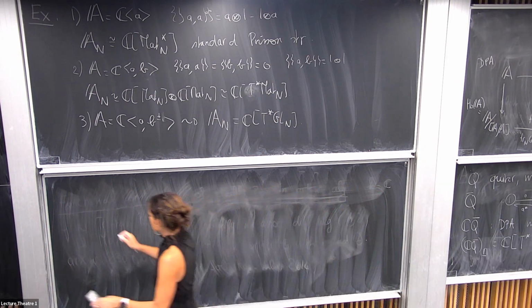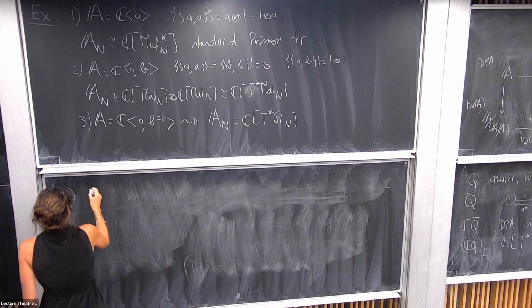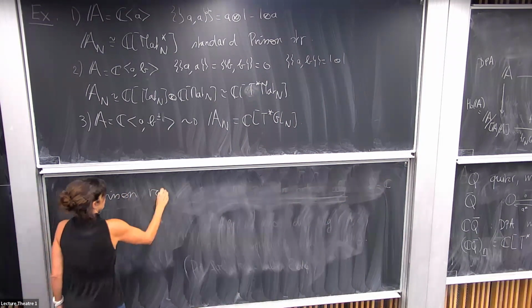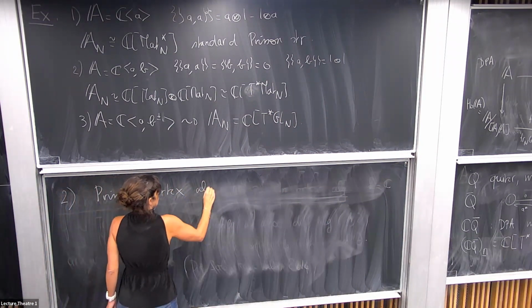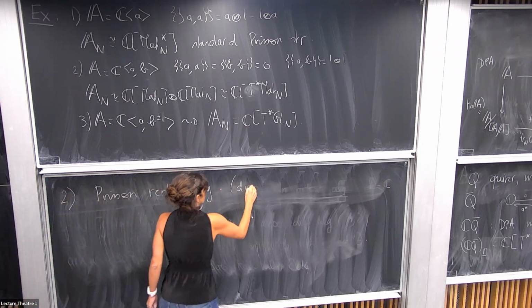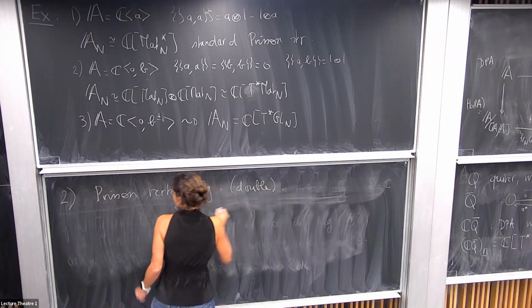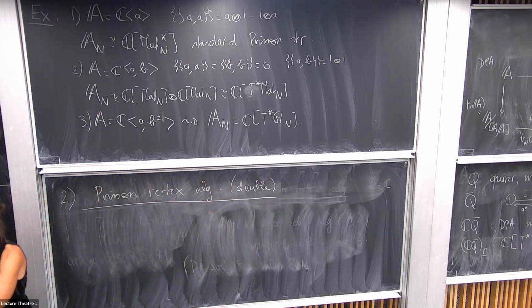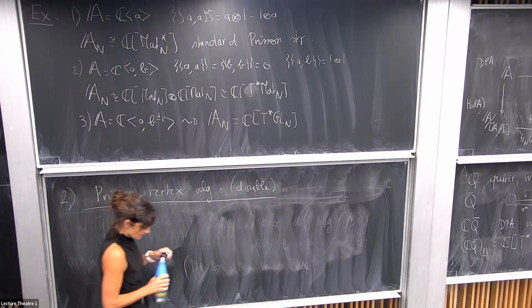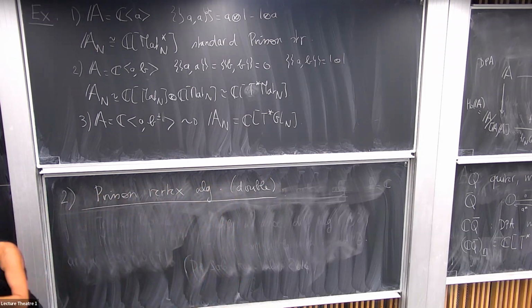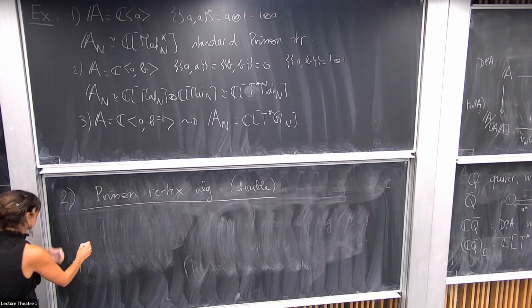So the second part is about Poisson vertex algebras and double Poisson vertex algebras. So let me first give a definition of Poisson vertex algebra. So what is a Poisson vertex algebra?